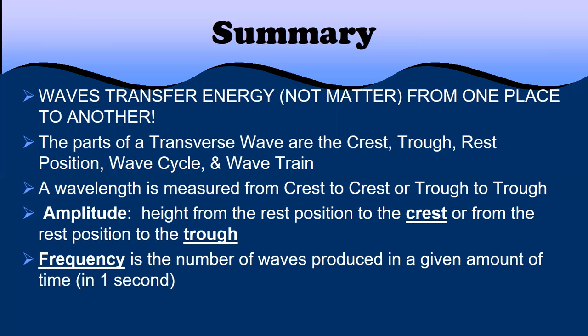Frequency of a wave is how frequently it passes a given point in an amount of time, usually 1 second. It is the number of waves produced in a given amount of time. So if we have a section and we say that's 1 second, how many waves are in that 1 second? That's the frequency.